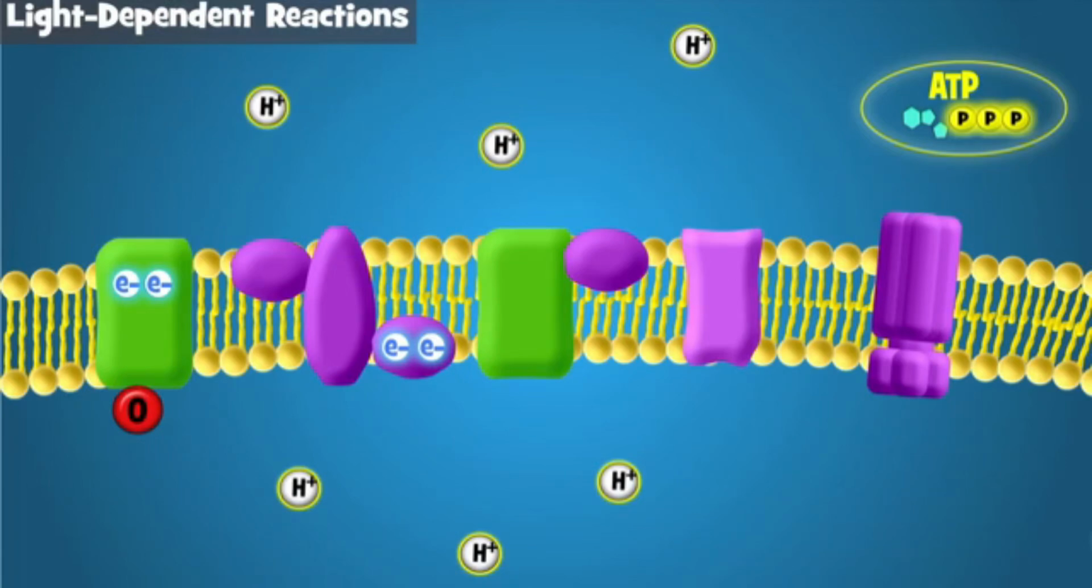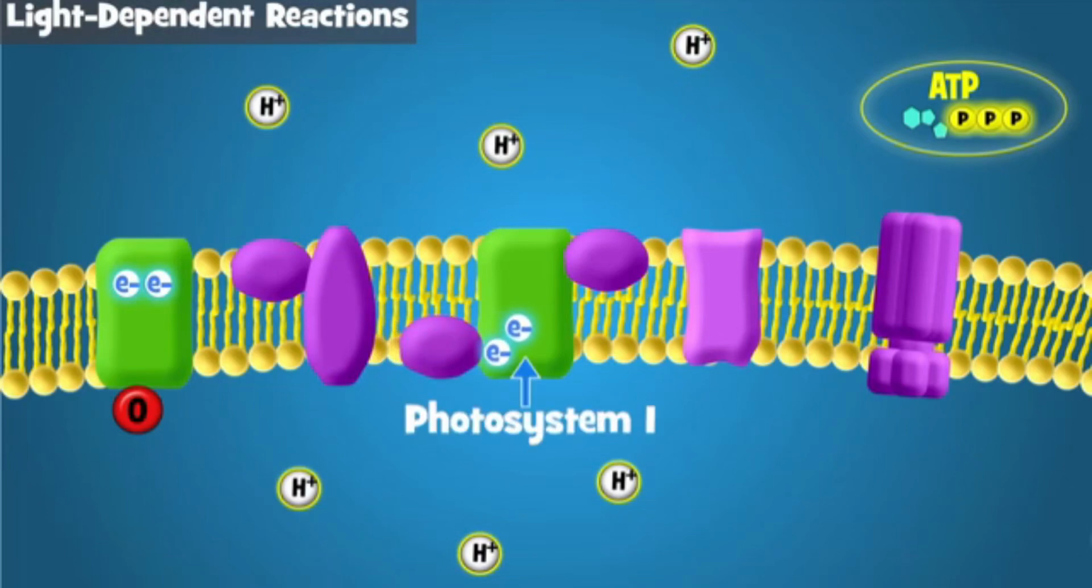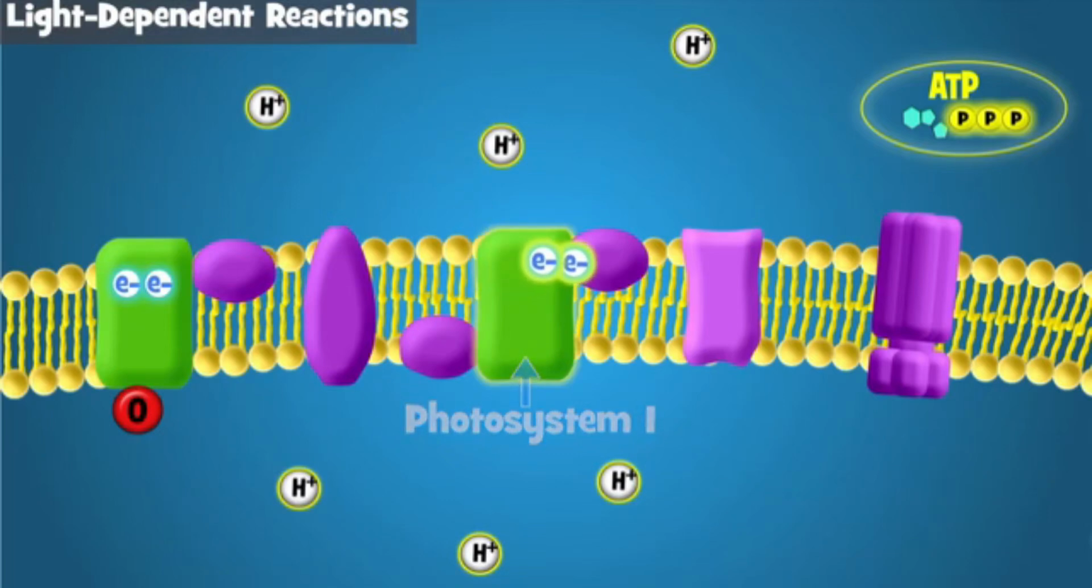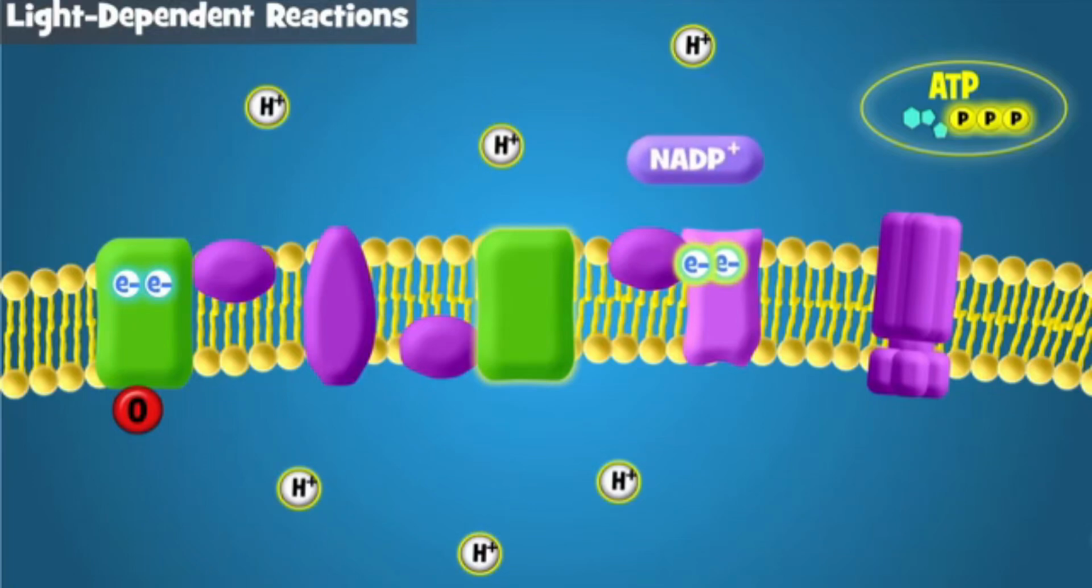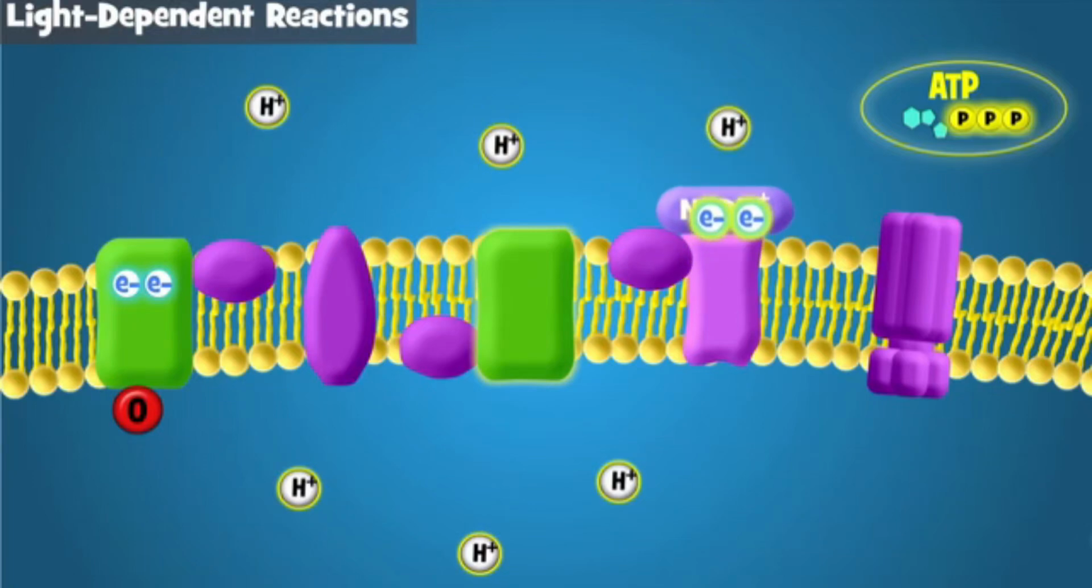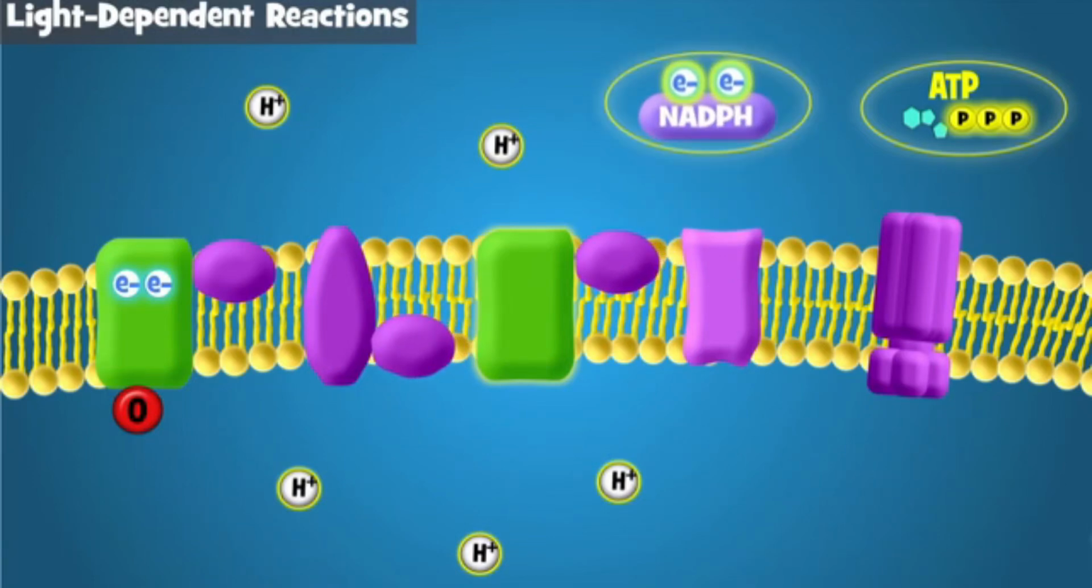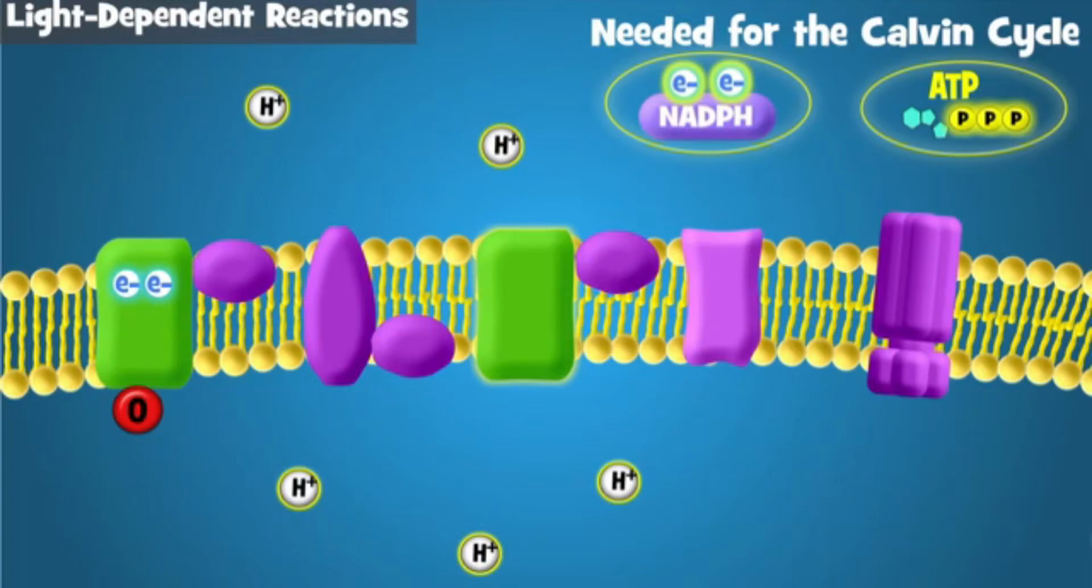When the electrons reach the end of this first electron transport chain, they go to photosystem I, where light excites them once again. They travel down a second, shorter electron transport chain where they are accepted by a molecule called NADP+. When it accepts the electrons, it also accepts hydrogen and becomes NADPH. NADPH is an electron carrier and is another key product of the light-dependent reactions. It carries electrons and hydrogens to the next set of reactions in photosynthesis, the Calvin cycle.